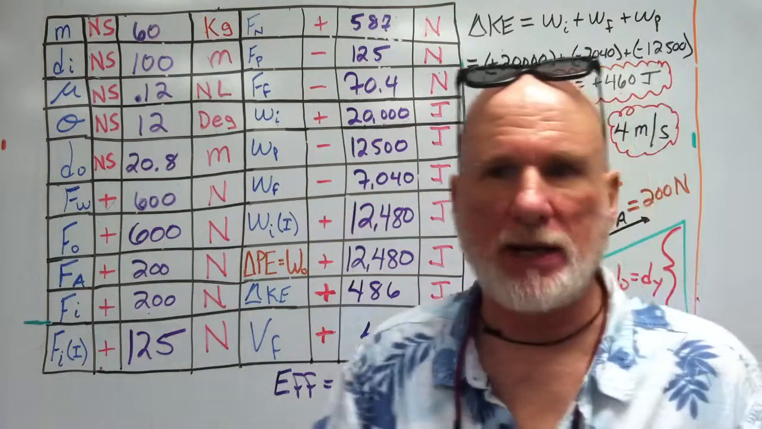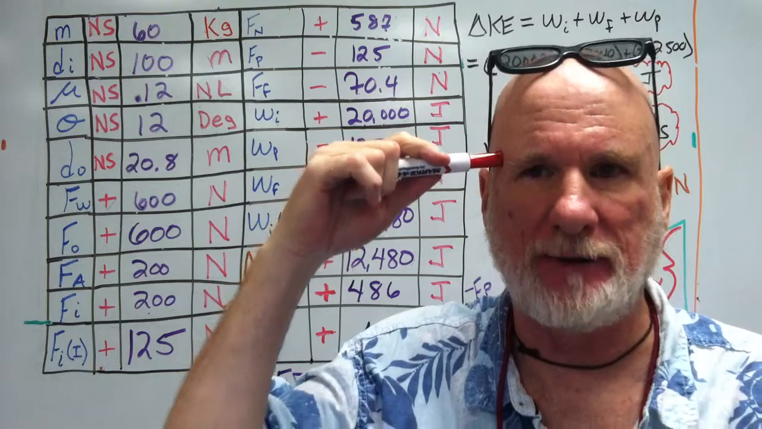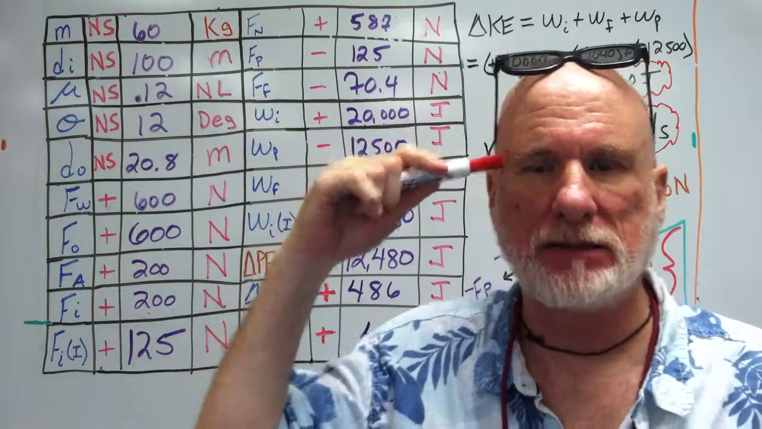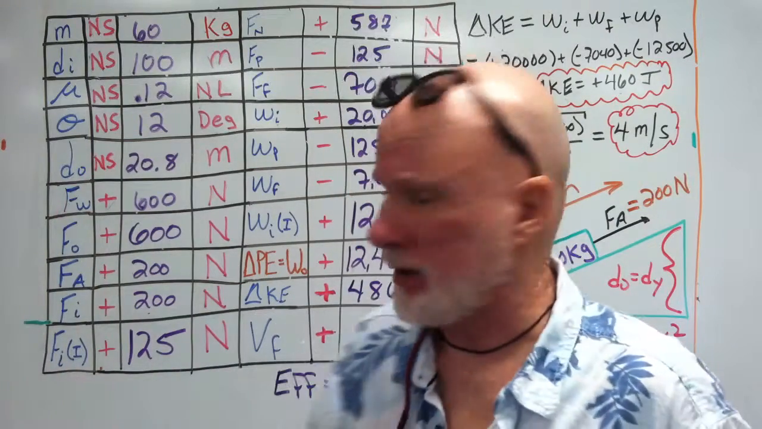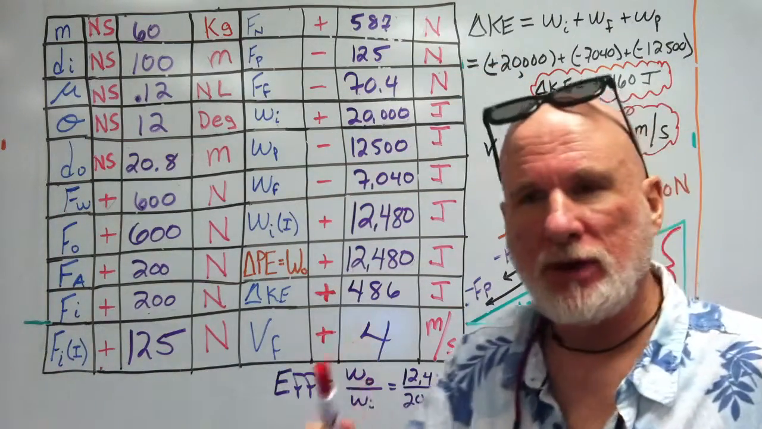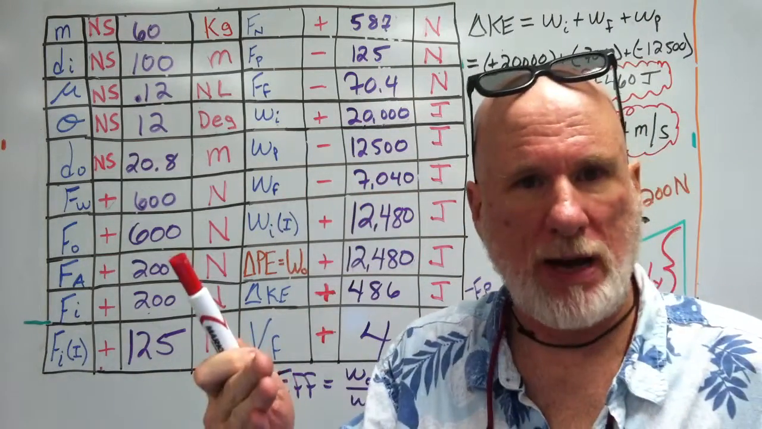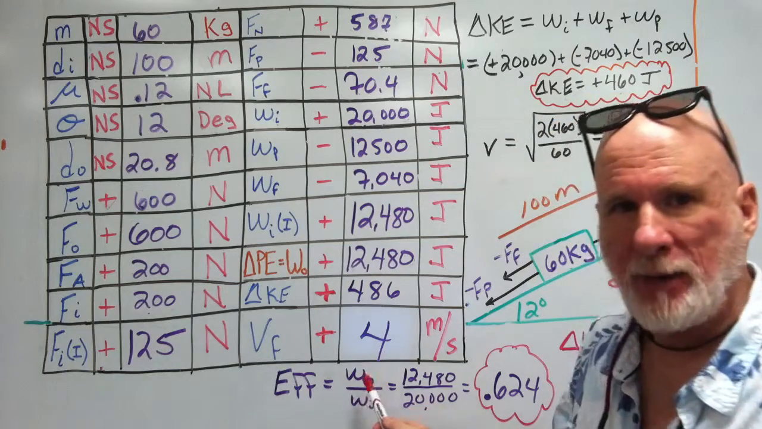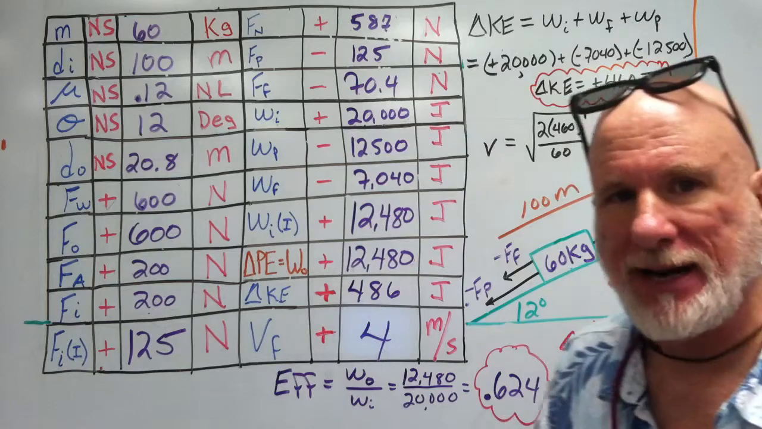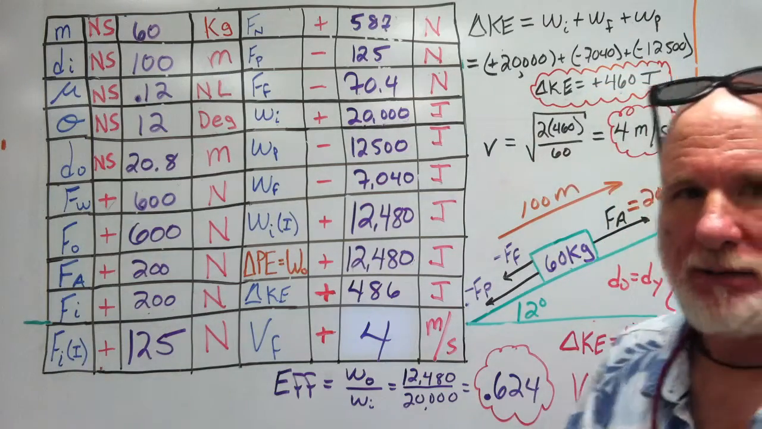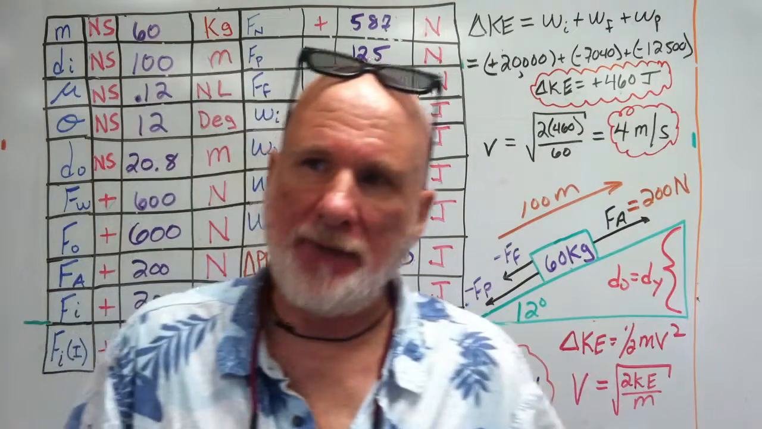Now, what I also did was include the efficiency. What's the efficiency of this apparatus, taking into account things that you're going to lose? There's going to be frictional losses here. Well, one way to do it is work output divided by work input. And that's going to be 12,480 divided by 20,000. The efficiency is 0.624. Now, that's really not bad.